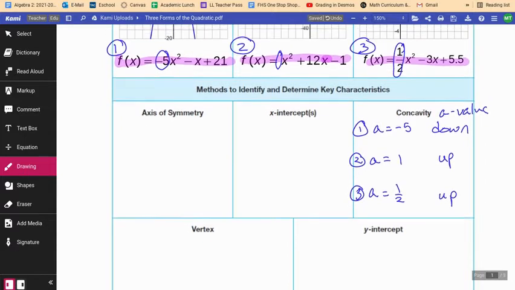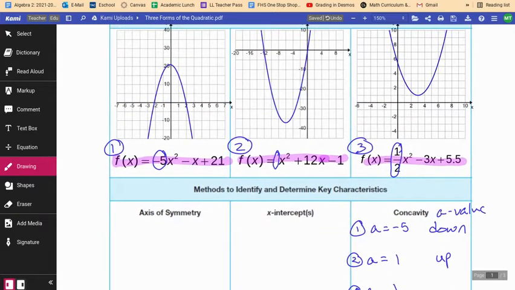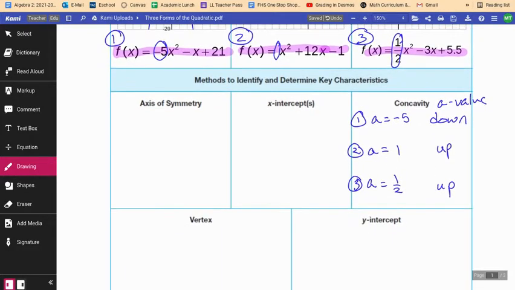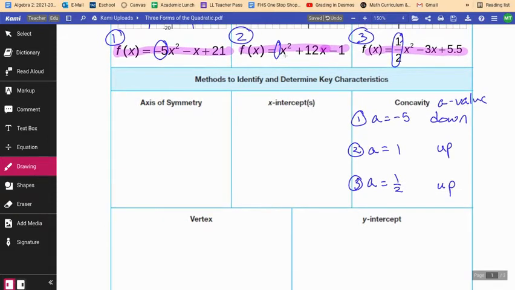So we can look at our graphs, and in fact, 2 and 3 open up, and number 1 opens down. But we can know that without having to put this into the calculator or Desmos and actually visually see the graph. We can just tell that by the equation from the a value. Okay, so that's the first thing that we can identify from standard form.